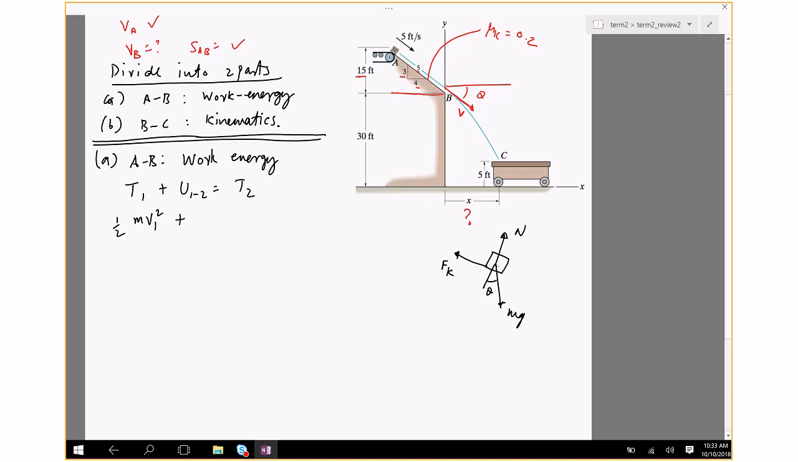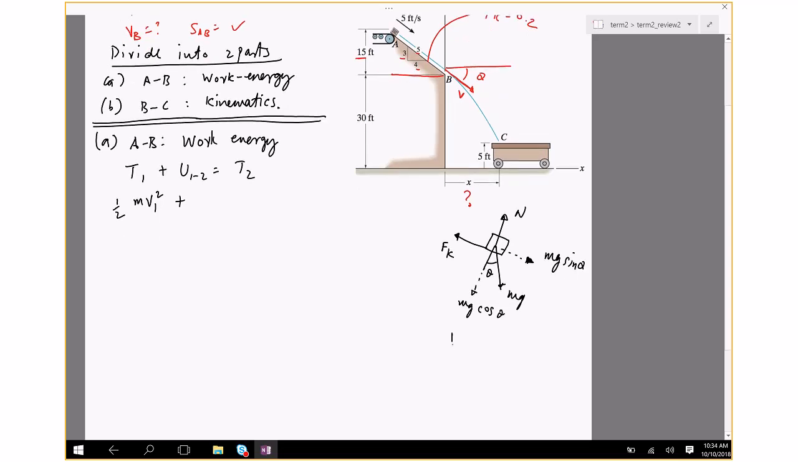So if you like, you can instead write this as mg sine theta, mg cosine theta. The friction force is mu k mg cosine theta, because friction is mu k times N. Write it down. Which is mu k mg cosine theta.